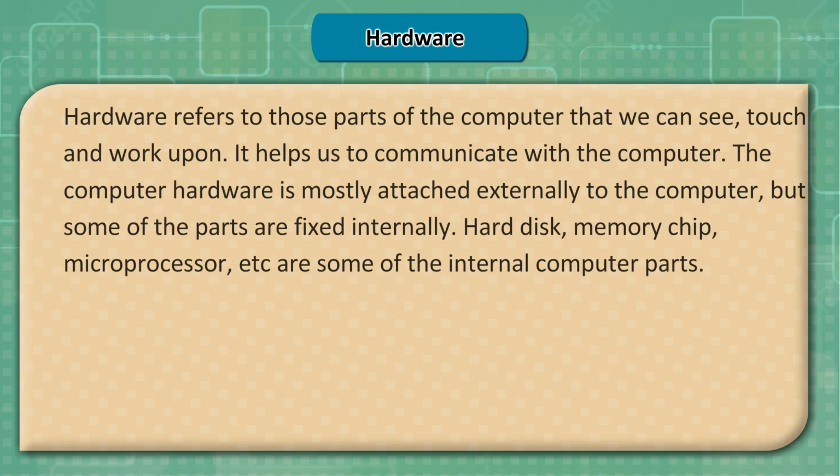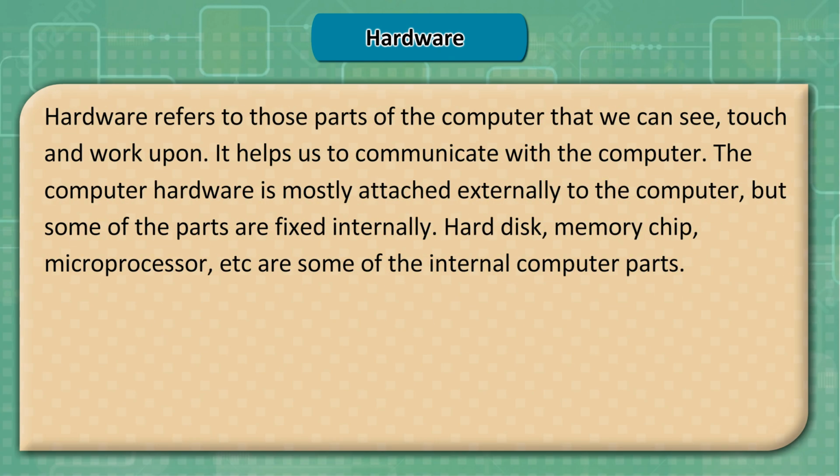Hardware. Hardware refers to those parts of the computer that we can see, touch and work upon. It helps us to communicate with the computer. The computer hardware is mostly attached externally to the computer, but some of the parts are fixed internally. Hard disk, memory chip, microprocessor, etc. are some of the internal computer parts.